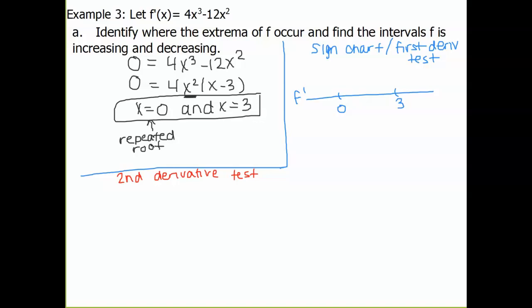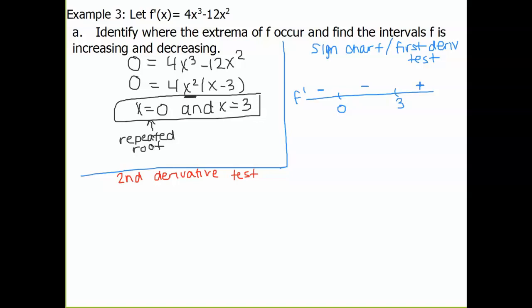So I have f prime. I'm going to look at the numbers below, between, and above. So that's -1. Well, a negative number squared is positive, so that's positive on the outside. -1 and -3 is a -4. So a negative times a positive is a negative. Plug in 1. 4 times 1 is positive. 1 minus 3 is a negative. Positive times a negative is a negative. And plug in 4. 4 squared is 16. 16 times 4 is positive. 4 minus 3 is positive. So that is positive.